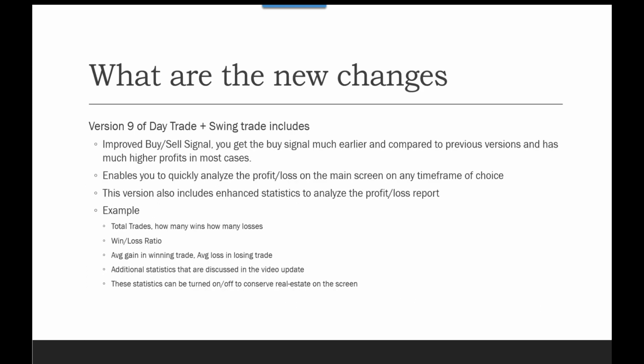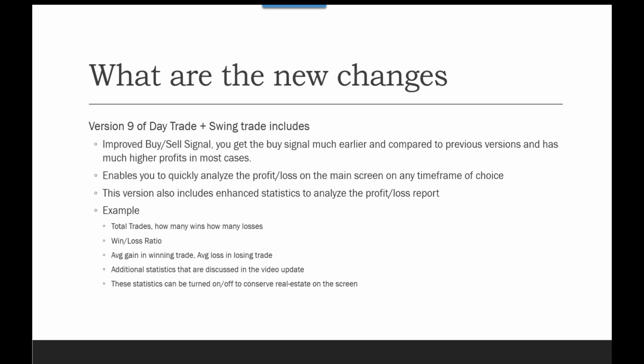So, what are some of the new changes that I've introduced in version 9 for the day trade plus the swing trade? The first thing it includes is a significantly better buy sell signal. I'll show you some comparisons with the previous versions. The buy signal is highly optimized now, along with the sell signal. And in most cases, if you compare it, about 80% or 90% of the cases, when you compare with the previous version, you will see a much higher profit on your trade.